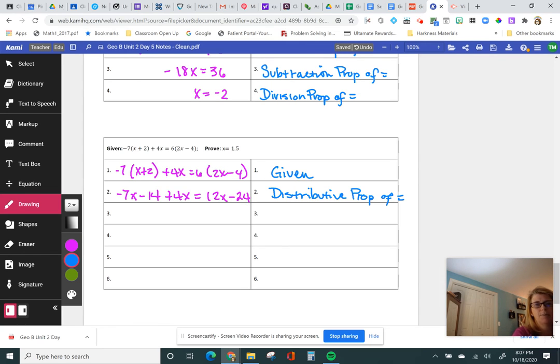It's looking a little sloppy here. So I am going to combine like terms, but that's also called simplification. So that's actually the step that we're going to take here. So I'm going to say negative 7 and positive 4x, that's negative 3x minus 14 is equal to 12x minus 24. And that is just simplifying.